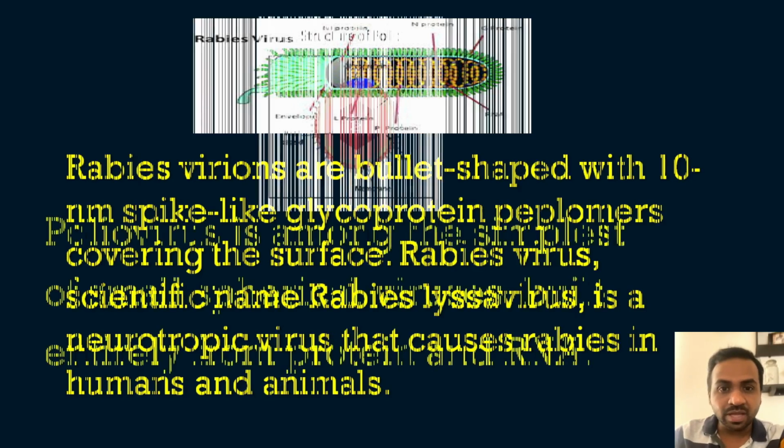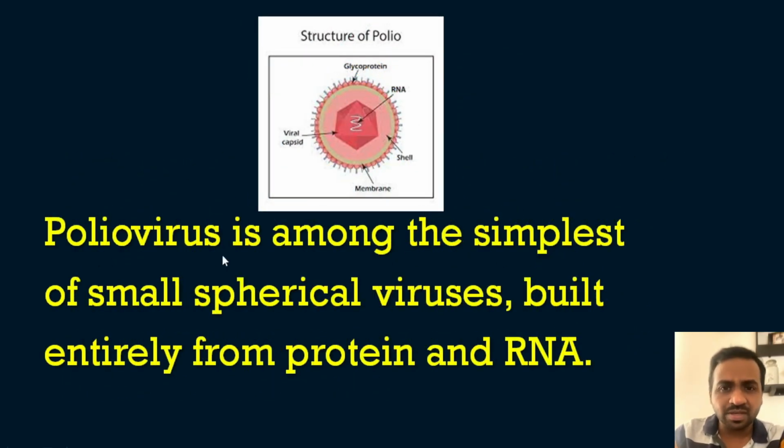The next option was the polio virus. You are seeing the structure of the polio virus on the screen right now. It is the simplest of the small spherical viruses, built entirely from protein and RNA. This is an RNA virus, as you can see in the picture, and it is the simplest form of the spherical viruses, the polio virus.